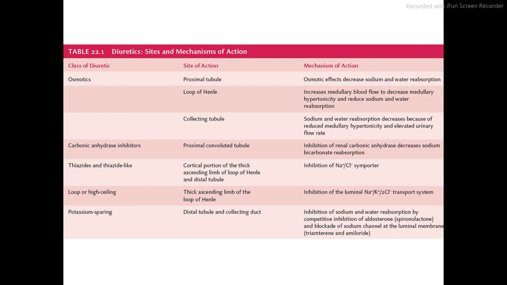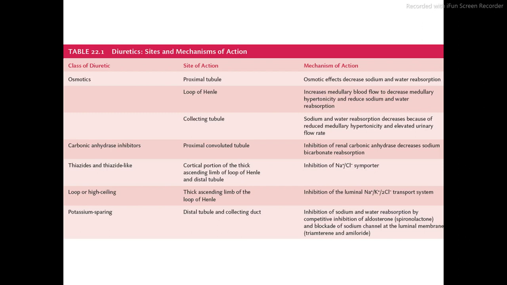Osmotic diuretics act on the proximal tubule, loop of Henle and the collecting tubule. The carbonic anhydrase inhibitors act on the proximal convoluted tubule, that's the PCT. Thiazide diuretics act on the cortical portion of the TALH and distal tubule, whereas the loop or high ceiling diuretics act on the thick ascending limb of the loop of Henle, that is the TALH. And the potassium sparing diuretics act on the distal tubule and the CD, that is the collecting duct.